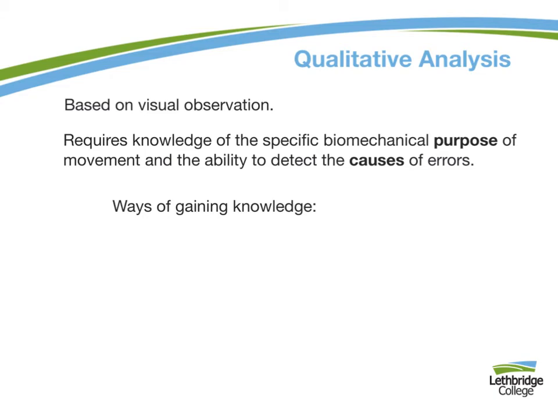Now, we've talked already about the difference between qualitative analysis versus quantitative analysis, at least an introduction to it. Now, we're going to focus a little bit more on qualitative analysis in this lecture. So, qualitative analysis is always based on a visual observation, and it requires knowledge about the specific purpose of the movement, and you need to have the ability to detect the causes of errors within the movement, which means you have to kind of know what the movement is, what it should look like, and how it should be properly executed.